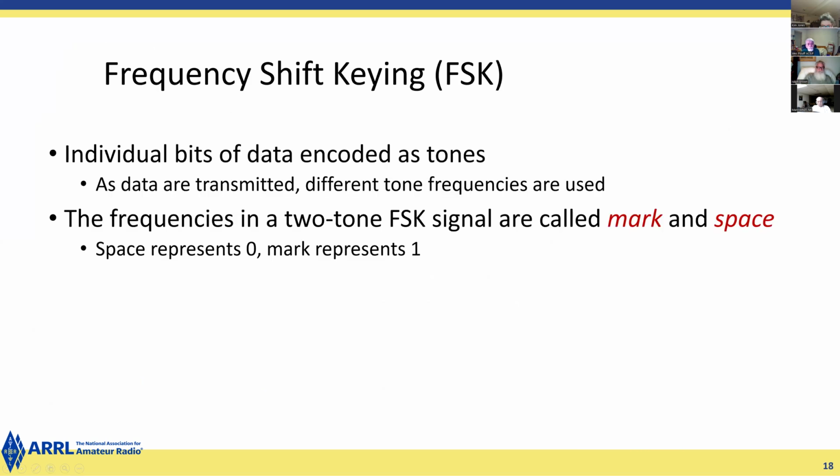Okay, frequency shift keying. The individual bits are encoded as tones. For radio teletype, you use two tones. One represents a zero, one represents a one. For radio teletype, the one is called mark, and it's also the idle state of a teletype machine. A zero, excuse me, is called the space. So it's mark and space for one and zero.